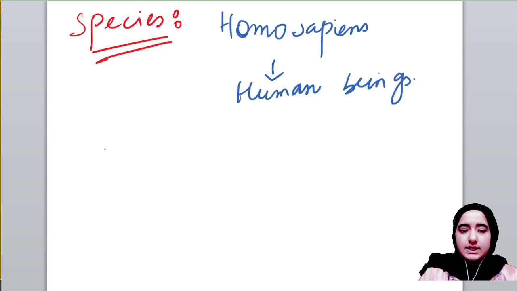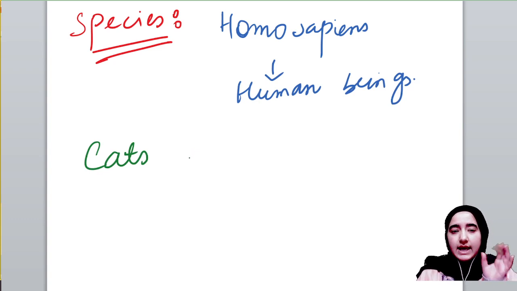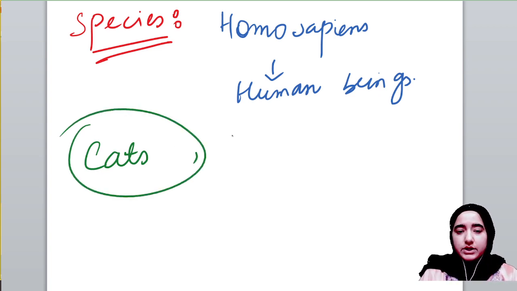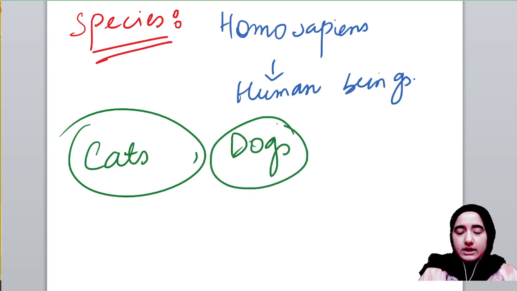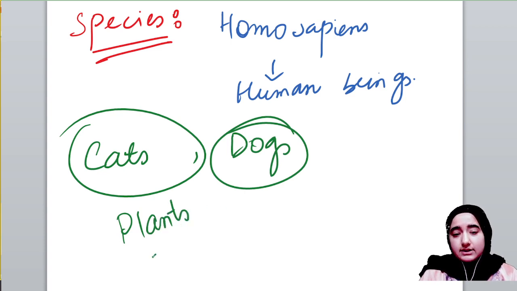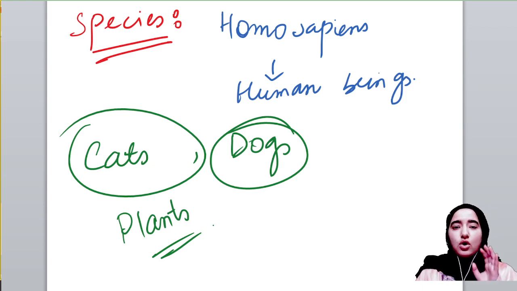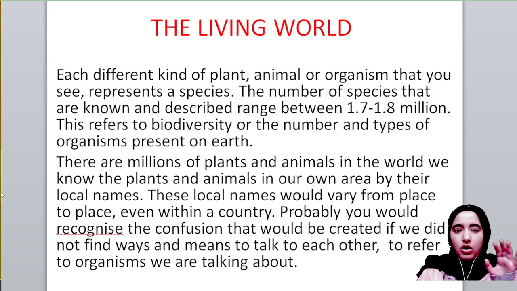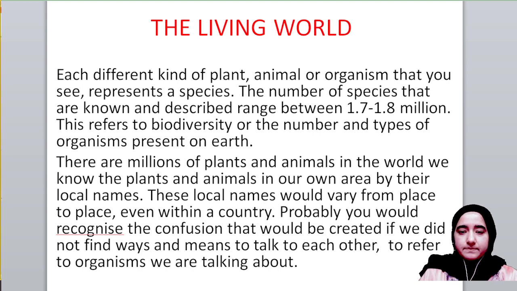Similarly, if you see cats, they belong to another species. They don't come inside our species, the human being species. Say for example, you see dogs, they represent a different species. Or you are seeing a particular plant, a rose plant, this represents another species. So we have so many species on our planet.